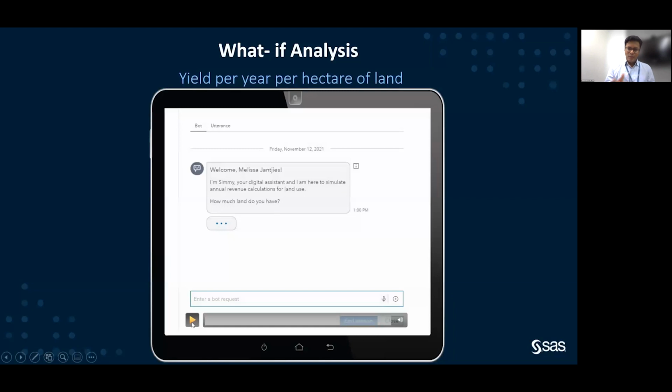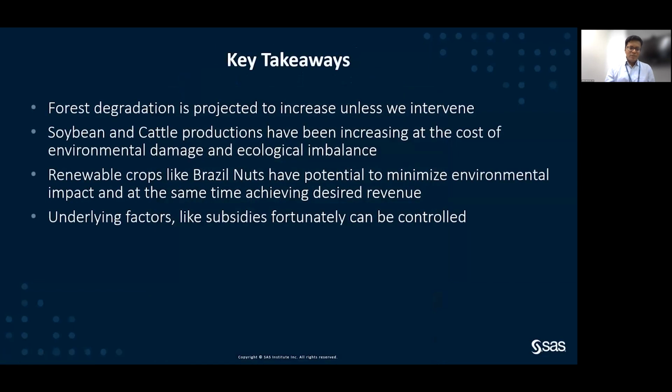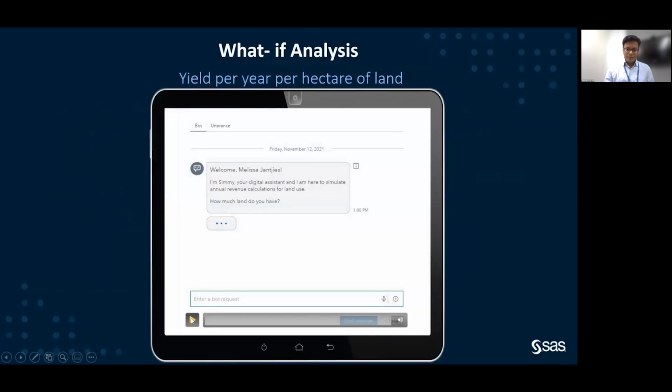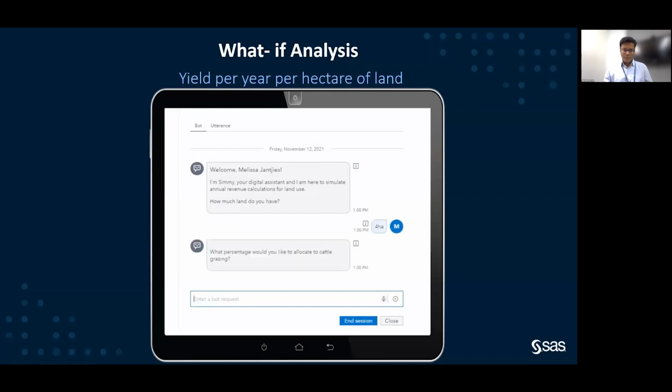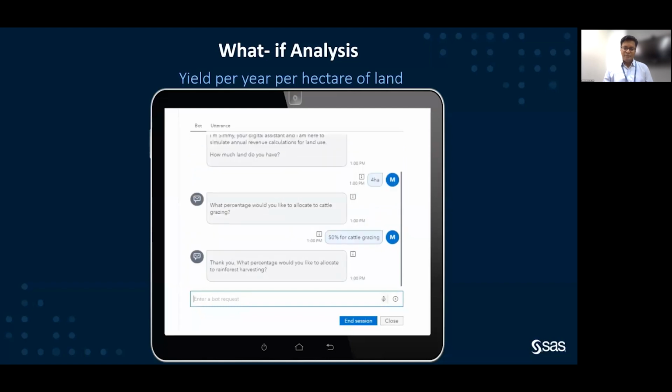So we have tried to build one small chatbot here. I would just like to play it for you. The chatbot first asks the question: how much land do you have? So I say 4 hectares. Then it asks what percentage would you like to allocate to cattle grazing. So I say 50%.